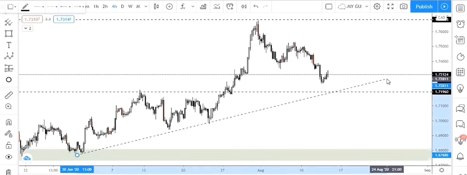So this trend line, having that it's passing here on my zone, that creates confluence, that gives me a second confirmation if I'm to anticipate a rejection here. That gives me a second confirmation for my trade.